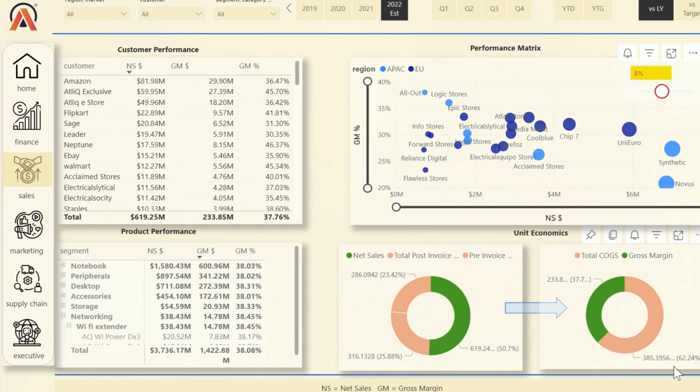If you want to drill down, feel free to do that. Now it's time to jump to the marketing view.